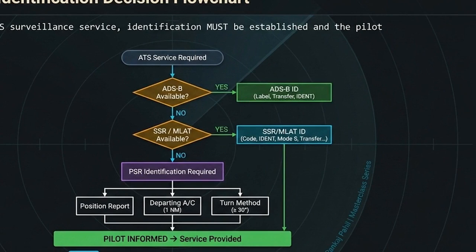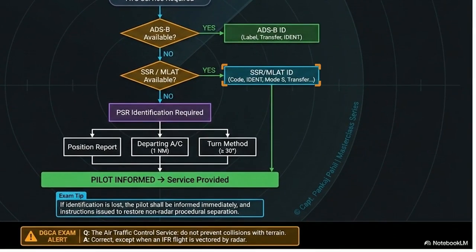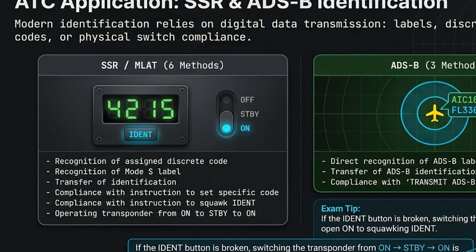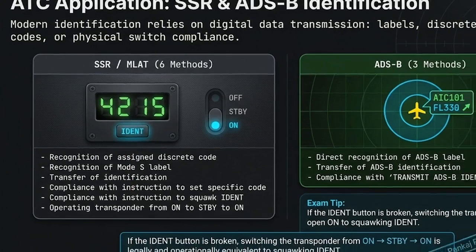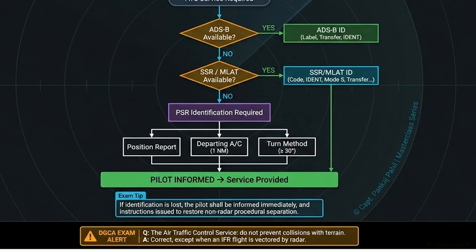If ADS-B is unavailable, the flow steps down to the yellow diamond, SSR, and MLAT. Here, identification relies on 6 distinct methods, primarily centered around assigning and recognizing discrete 4-digit transponder codes. If you are instructed to squawk ident, but the physical ident button is broken, there is a legal workaround. As detailed here, switching the transponder from on to standby and back to on is operationally and legally equivalent to squawking ident.